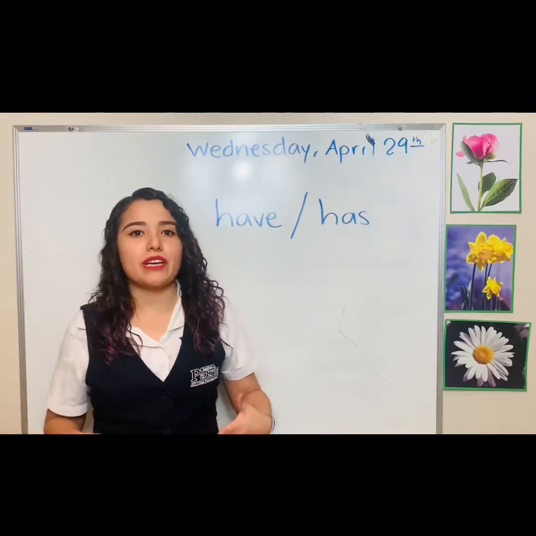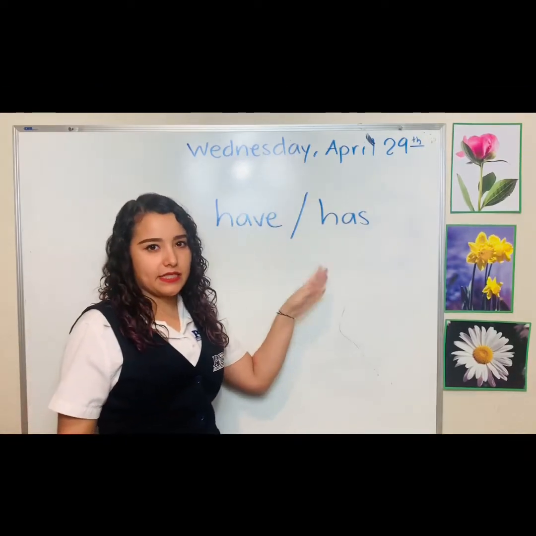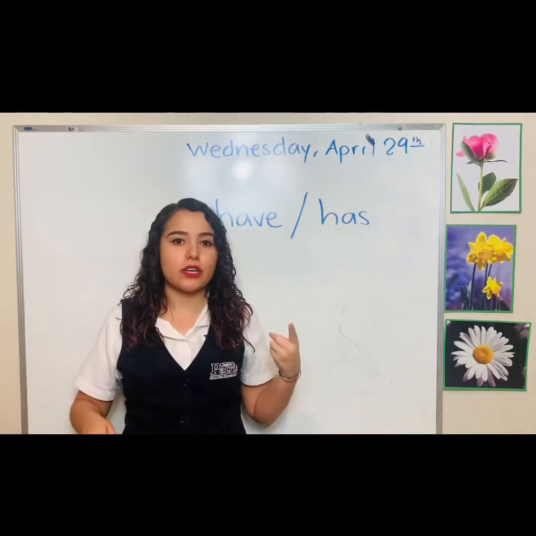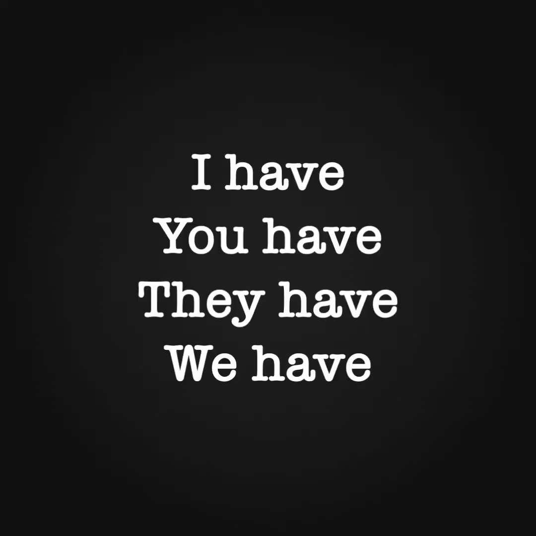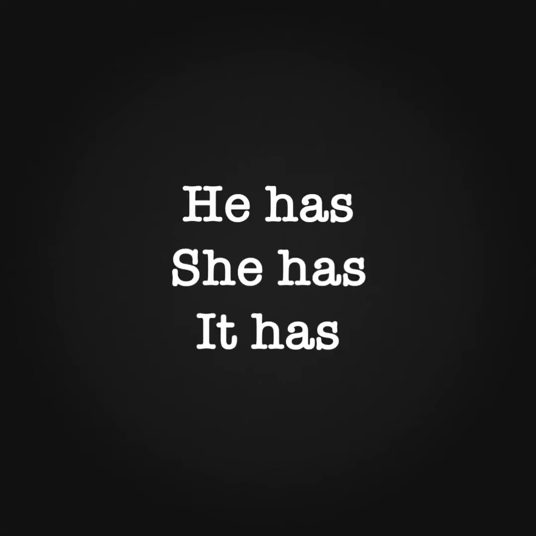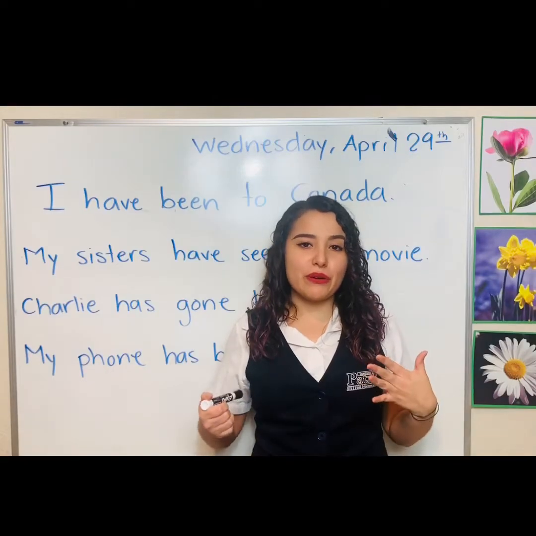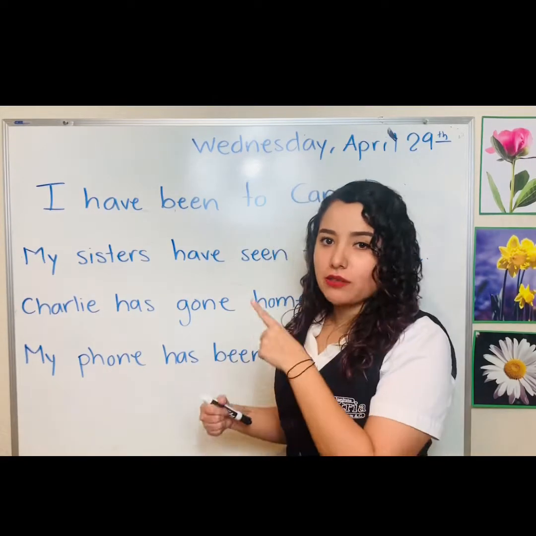In the present perfect, we use the auxiliary have and has, but we also need the subject and we also need the verb. So it is, I have, you have, they have, we have. And the third person is, he has, she has, it has. Alright, so now that you know how to use has and have, we're going to check some exercises.